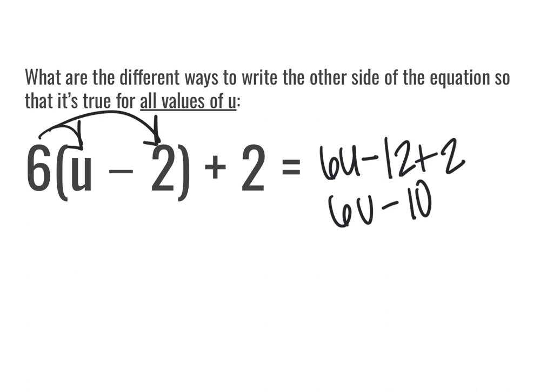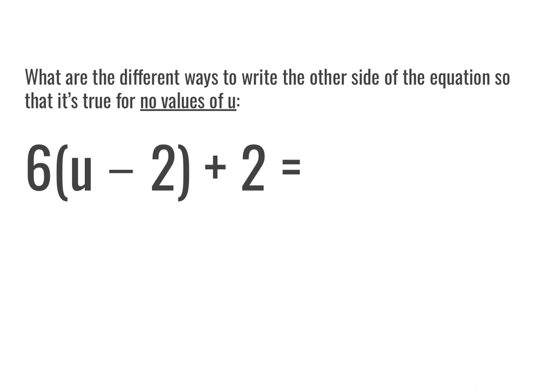Again, as long as I have equivalent expressions on both sides of the equal sign, then I'm going to have an all values situation. Now, what about if I want to do no values, okay? I don't want any values to be true. So what could I do here?